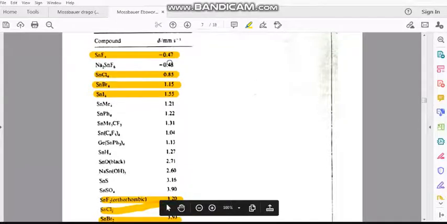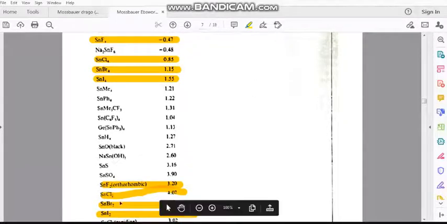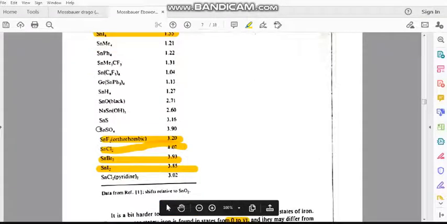Okay, so this is relative. Tin 2 plus versus tin 4 plus, the tin 4 plus shows the lower, even negative, isomer shift.